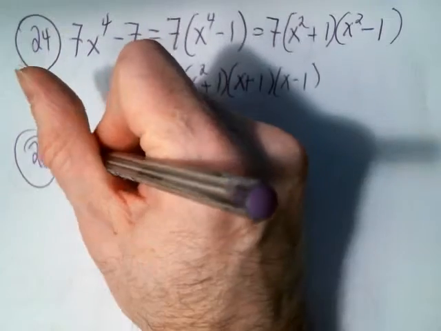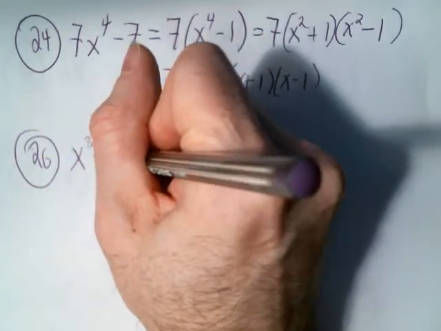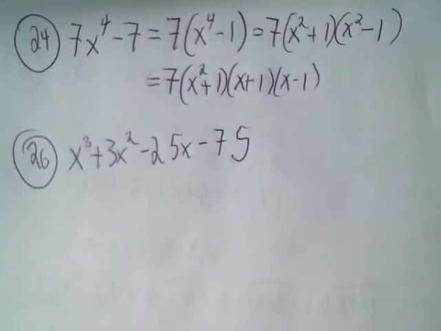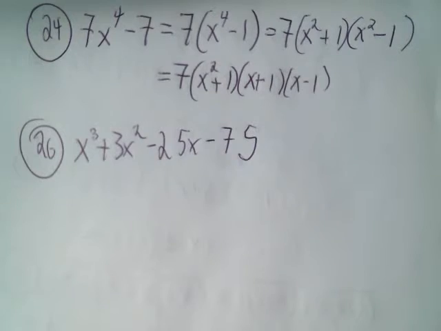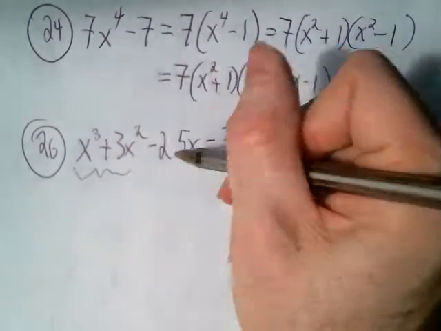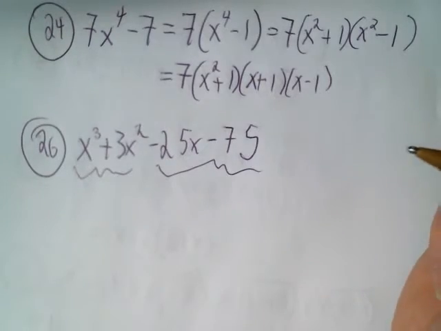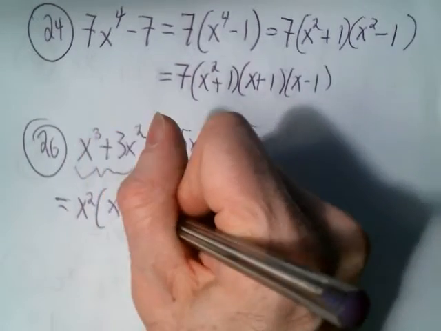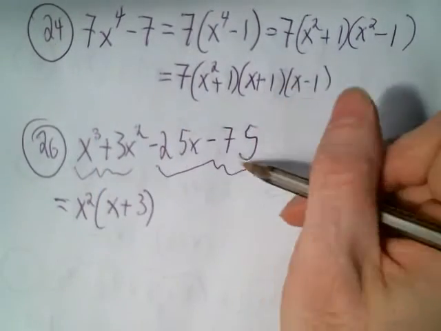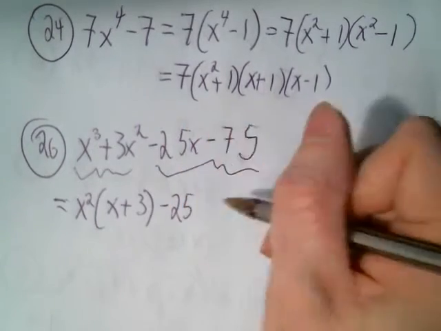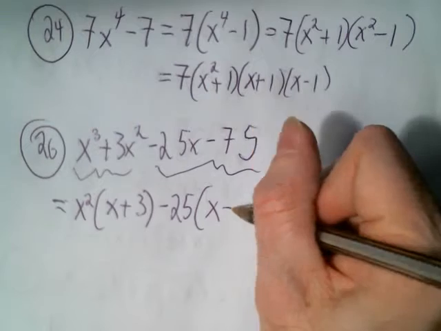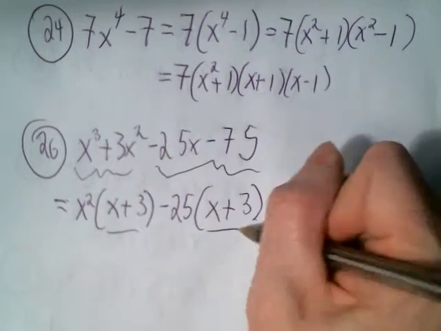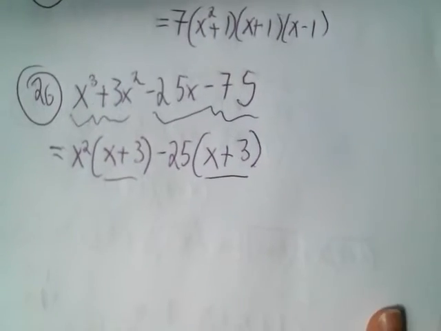So 26, you have x cubed plus 3x squared minus 25x minus 75. Right, so 4 terms, we hope it's grouping, and sure enough it looks like it. So for the first 2 terms, I think I could factor out an x squared, leaving me with x plus 3. The second 2 terms, you want to pull out a minus 25. And that'll leave you with x plus 3 again. And that's exactly what you want in these circumstances. You want that common binomial to factor out.